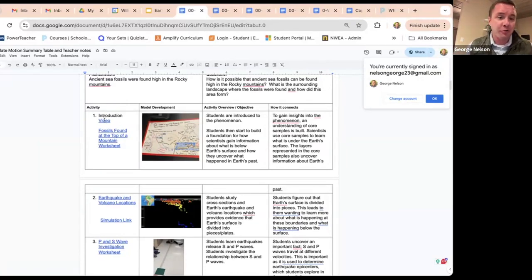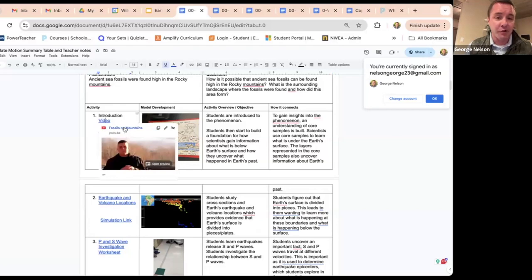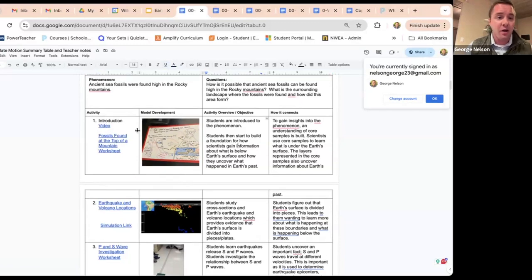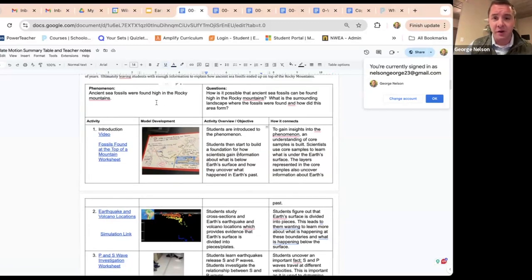The unit, from here I start with this phenomenon, where it's a YouTube video of a scientist, and he's talking about how they find ancient sea fossils high in the mountains when there's no recorded history of running water or anything being there. With that, I always start with an elicitation activity, almost like a pre-test for students. I tell them, well, our phenomenon is: how are sea fossils found high in the Rocky Mountains when there's no recorded history of them?